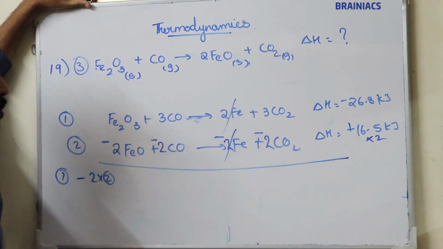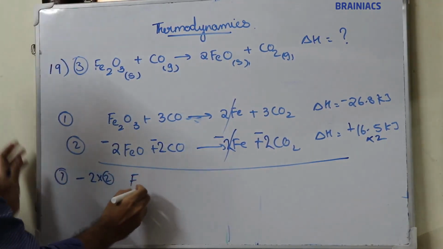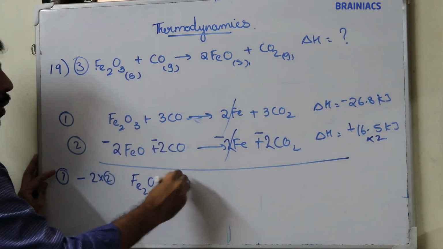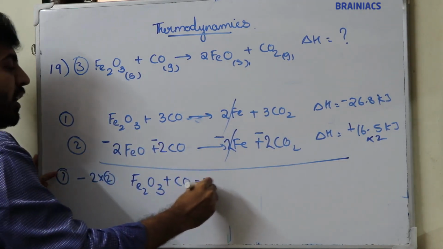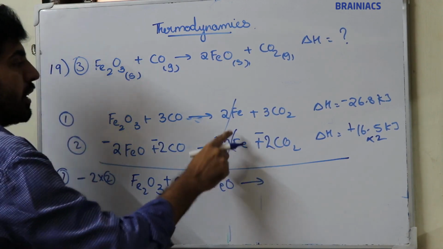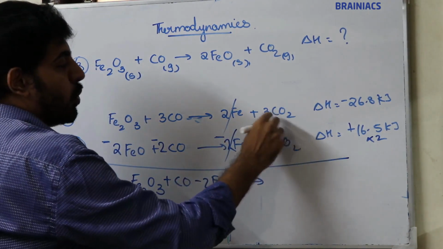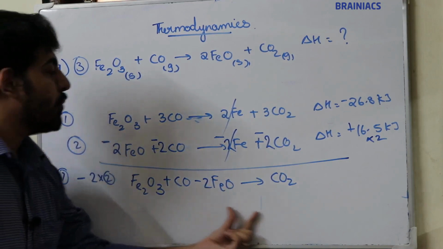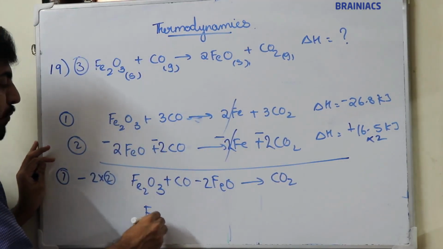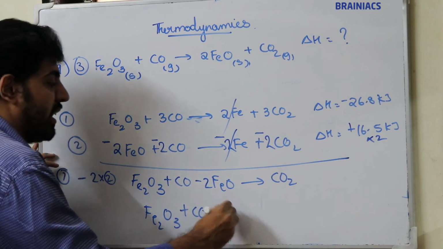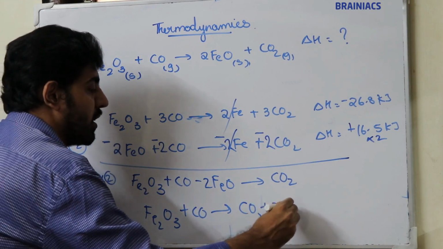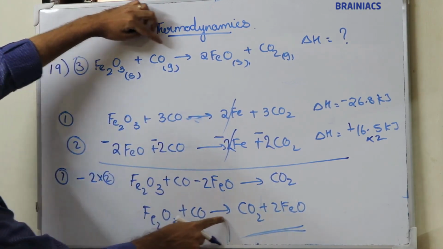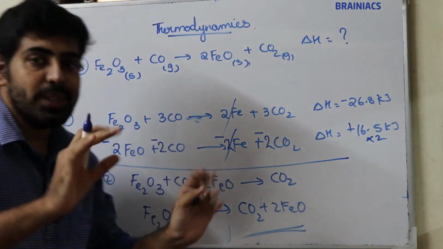2Fe minus 2Fe plus 2Fe cancel each other, remaining Fe2O3. 3CO minus 2CO, you will get CO, and there is minus 2FeO; given 3CO2 minus 2CO2, you will get CO2, right? Now I am taking this minus 2FeO to this side, so you will get Fe2O3 plus CO giving CO2 plus 2FeO. I think we got this equation. This is the third equation: Fe2O3 plus CO giving CO2 plus 2FeO. We got the third equation, right?